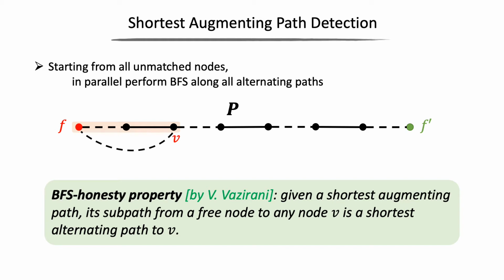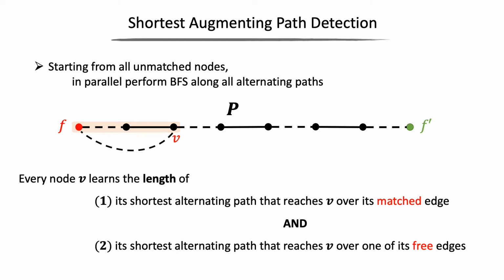However, despite the fact that the subpath is not anymore the shortest alternating path to v, it is the shortest alternating path to v that contains v's adjacent matched edge. Hence, in general graphs, if we want to still detect an augmenting path, we need every node v to learn two things: the length of its shortest alternating path that reaches v through its adjacent matched edge, and the length of its shortest alternating path that reaches v through one of its adjacent free edges.